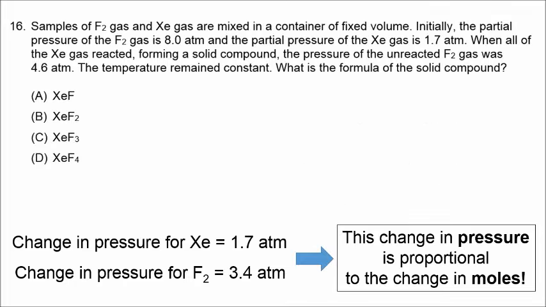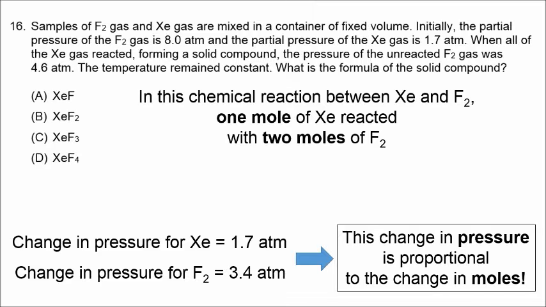So what have we learned here? That in terms of this chemical reaction, every time 1 mole of xenon reacted, 2 moles of fluorine reacted with it. So our balanced chemical equation looks like this, and that forces the fluorine compound to be not XeF2 as you might have thought, but rather XeF4. So correct answer for number 16 is D.